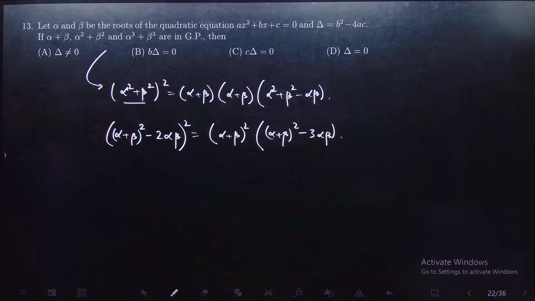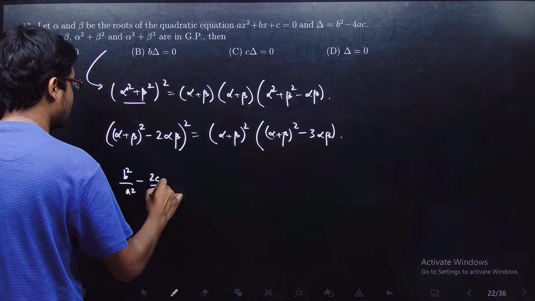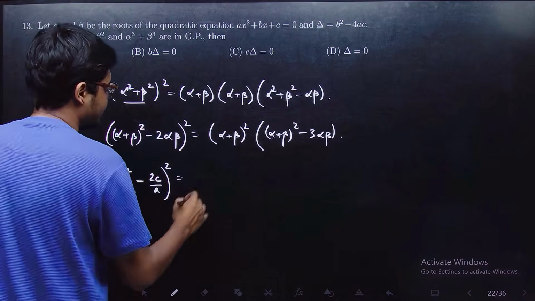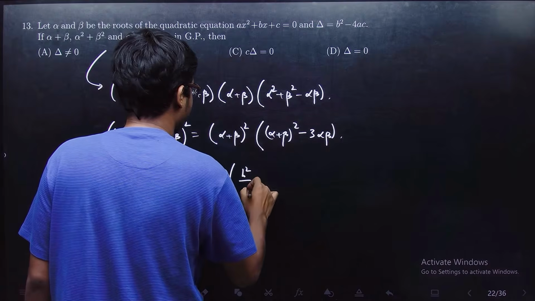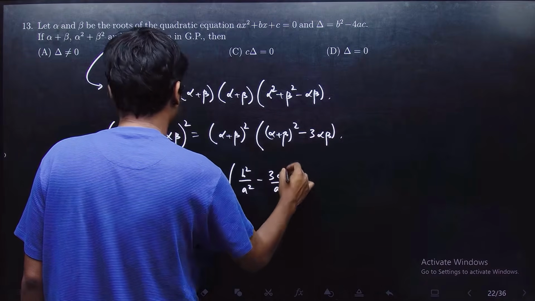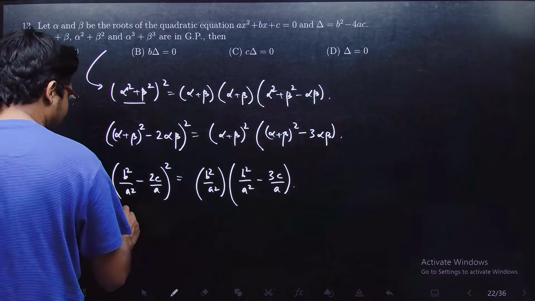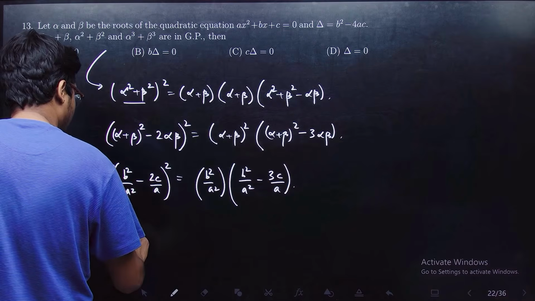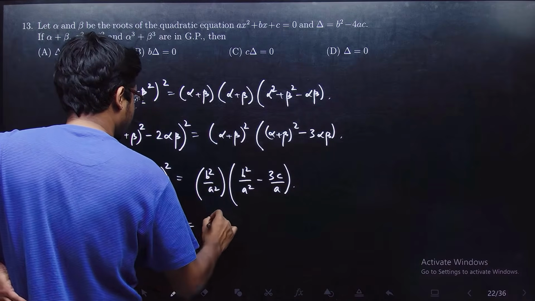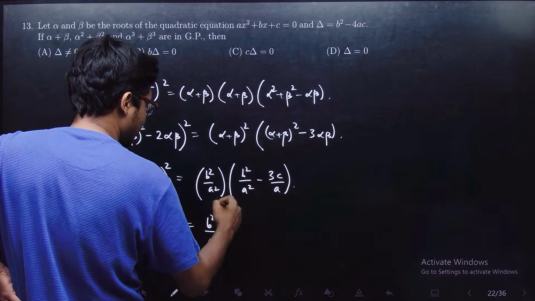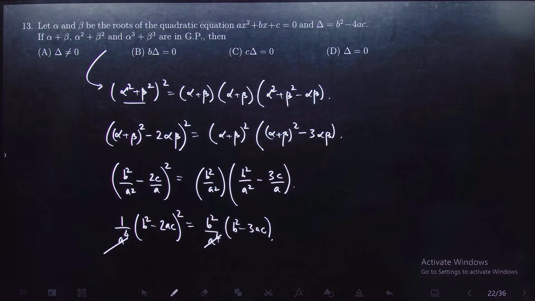Now if I plug the values, what is alpha plus beta? It's minus b by a, right? So this becomes b square by a square minus 2c by a whole squared. That should be equal to alpha plus beta, okay, again, so b square by a square times this will be b square by a square minus 3 times c by a, right? So observe that if I simplify this, you'll get 1 by a to the power 4 times b square minus 2ac whole squared equal to b square by a to the power 4 from here and b square minus 3ac, right? So this cancels out, you're left with this, okay?